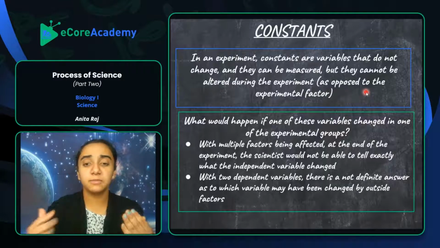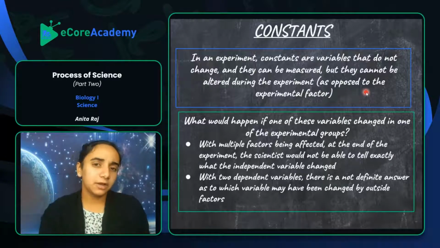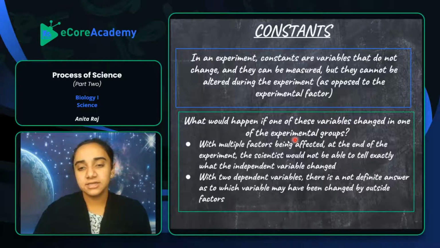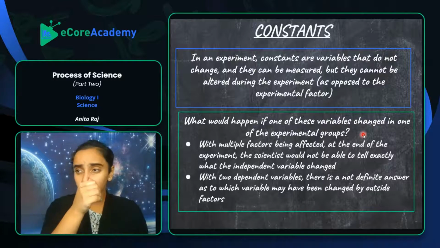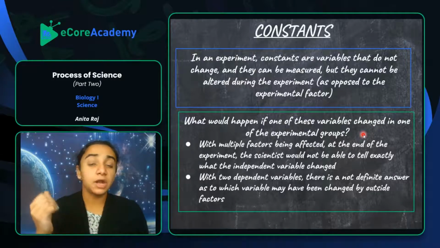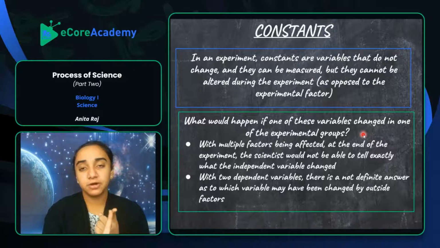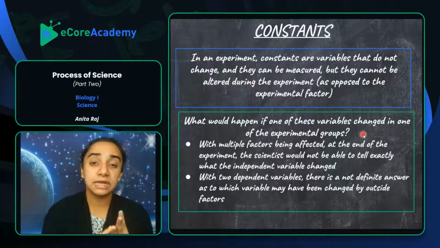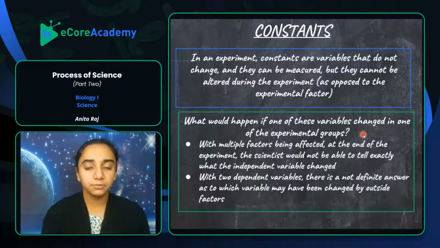And you might be wondering, why is that? Why can't we change another factor? Like, why can't we change the amount of water we also give? So I addressed that down here. What would happen if one of these variables changed in one of the experimental groups? By this, I mean, what if we changed another constant? What if not only did we change the amount of fertilizer that the trees were receiving, what if we also changed the amount of water they're receiving? Or we also changed the pH of the soil? This poses a problem to the whole experimental design. With multiple factors being affected, at the end of the experiment, the scientists would not be able to tell exactly what the independent variable changed.